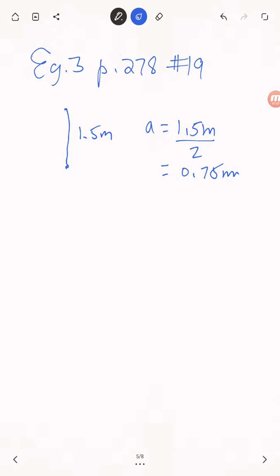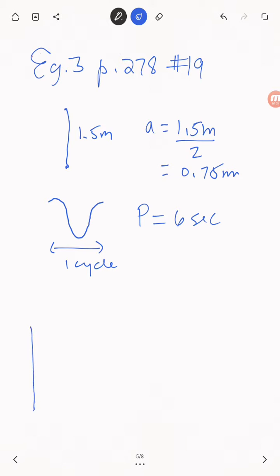We're also told that it takes 6 seconds for the buoy to move from the maximum, the highest, to the lowest, back to the highest. And so that is one full cycle. And therefore, the 6 seconds is the period of the buoy. And we're asked to graph the vertical displacement versus time.